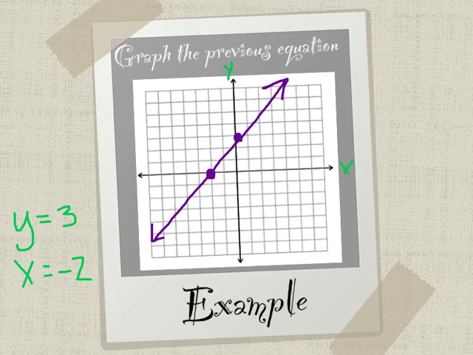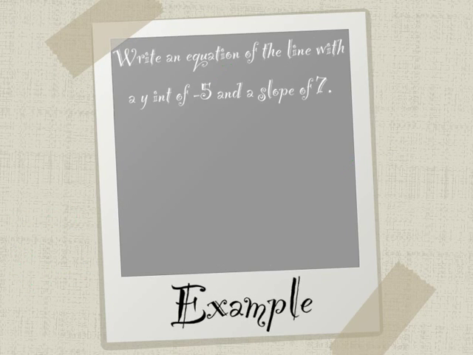And bada bing, bada boom, you're done. So now we know 3 different forms of equations of the line: point-slope form, slope-intercept form, and standard form. So let's look and see which one we would want to use here. Write an equation of the line with a y-intercept of -5 and a slope of 7. So here we are given an intercept, we are given a slope, so we should probably use slope-intercept form.